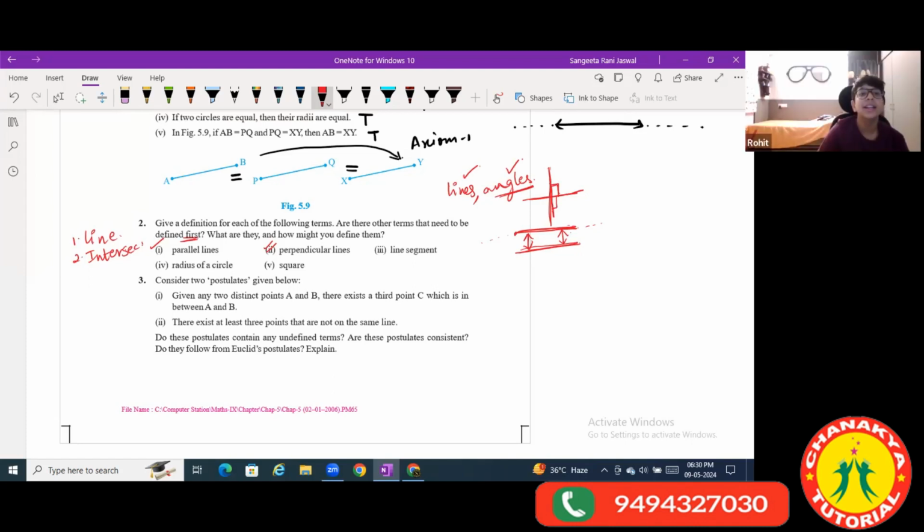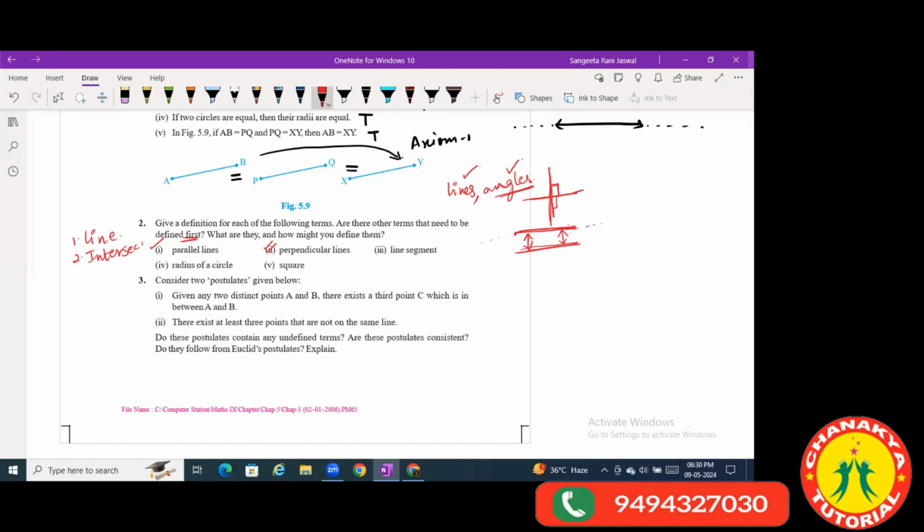Ma'am, and even intersecting lines, right? See, perpendicular lines are actually intersecting only. But if you take general intersecting lines, they don't make a 90-degree angle every time. Perpendicular lines are those intersecting lines which particularly make a 90-degree angle between them. They are intersecting lines because they have a common meeting point.